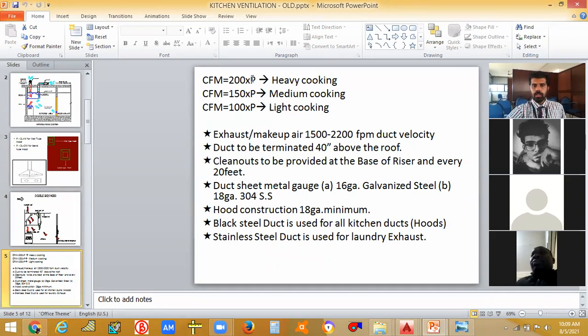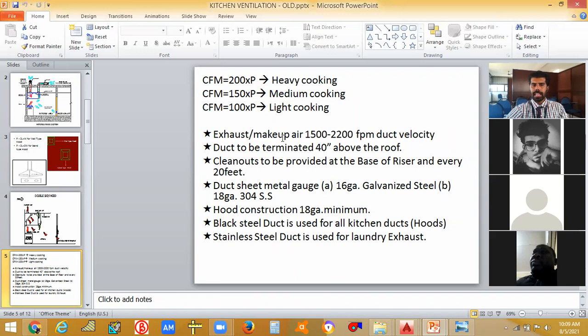If it's heavy cooking, we have to multiply our perimeter by 200 to get our CFM. If it's a medium cooking range, we have to multiply our perimeter by 150. If it's light cooking, we have to multiply our perimeter by 100. So according to our cooking range, when we need to find the CFM or the airflow, we have to multiply by 200, 150, or 100.